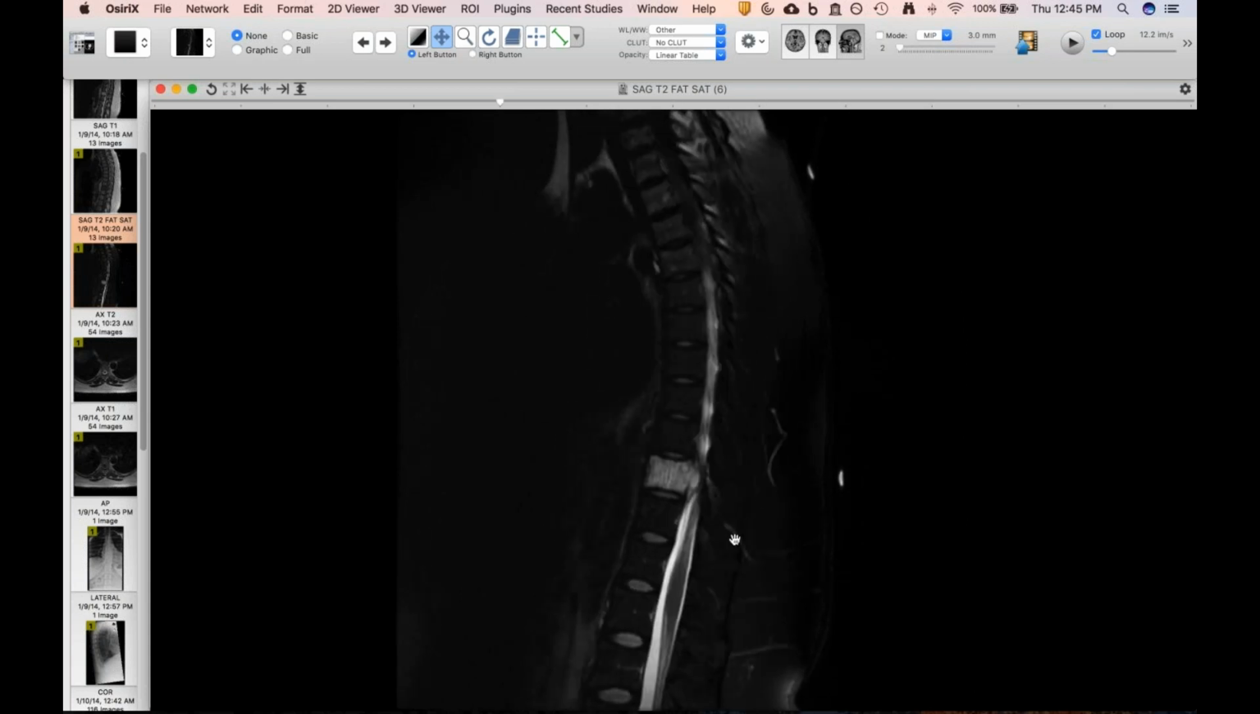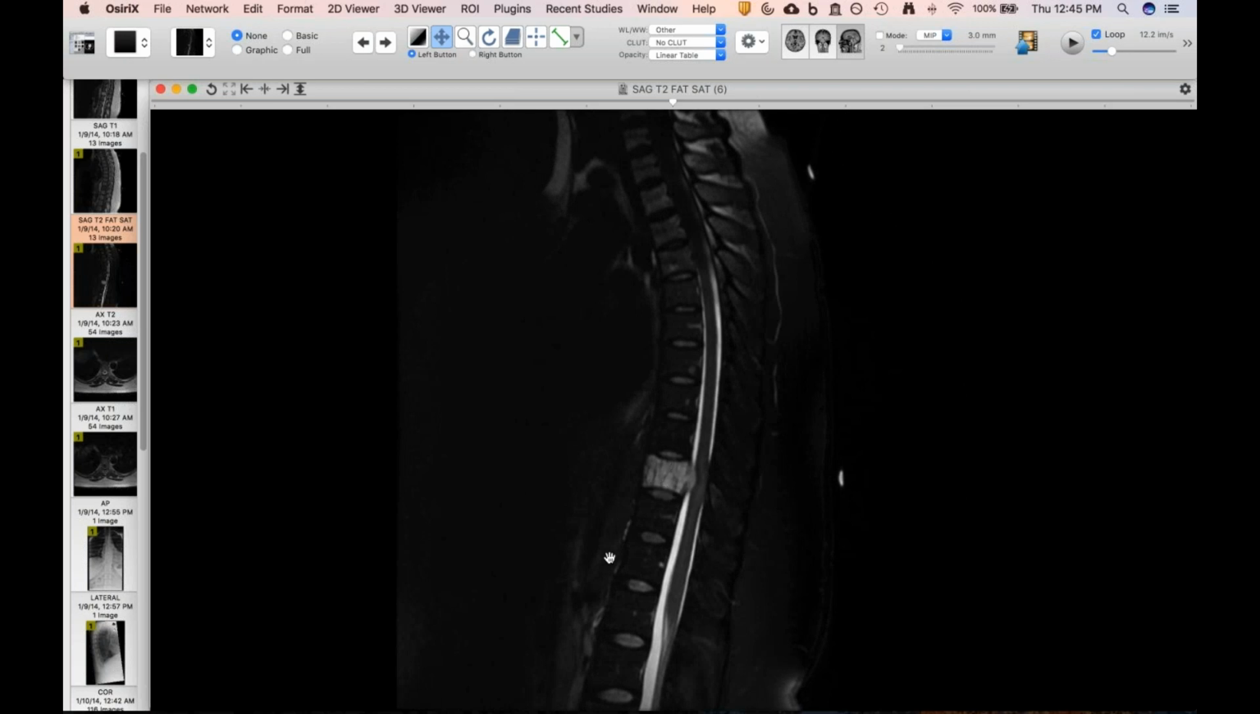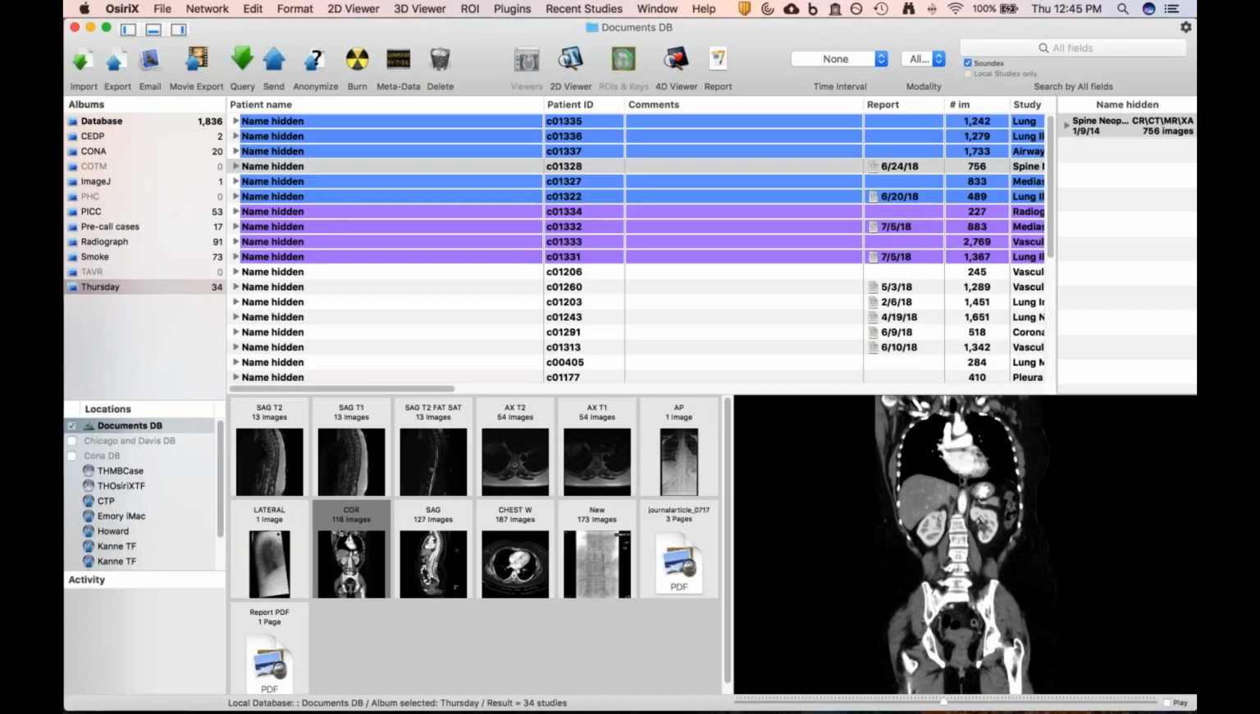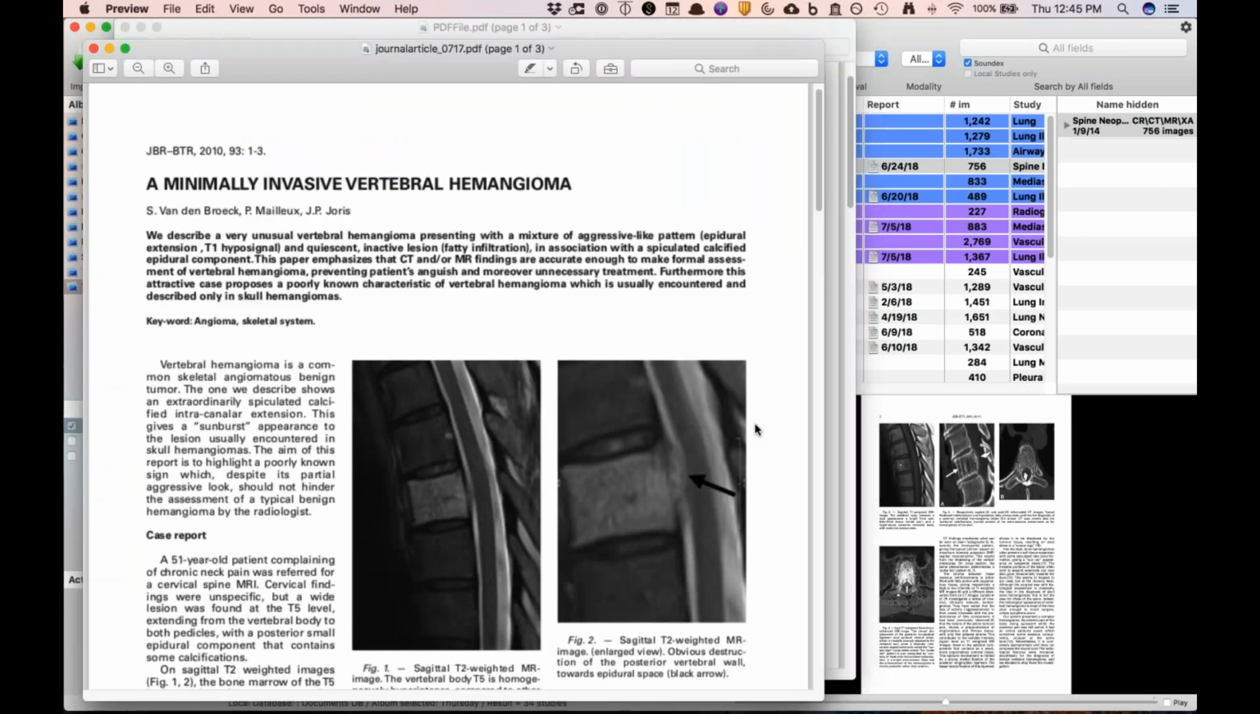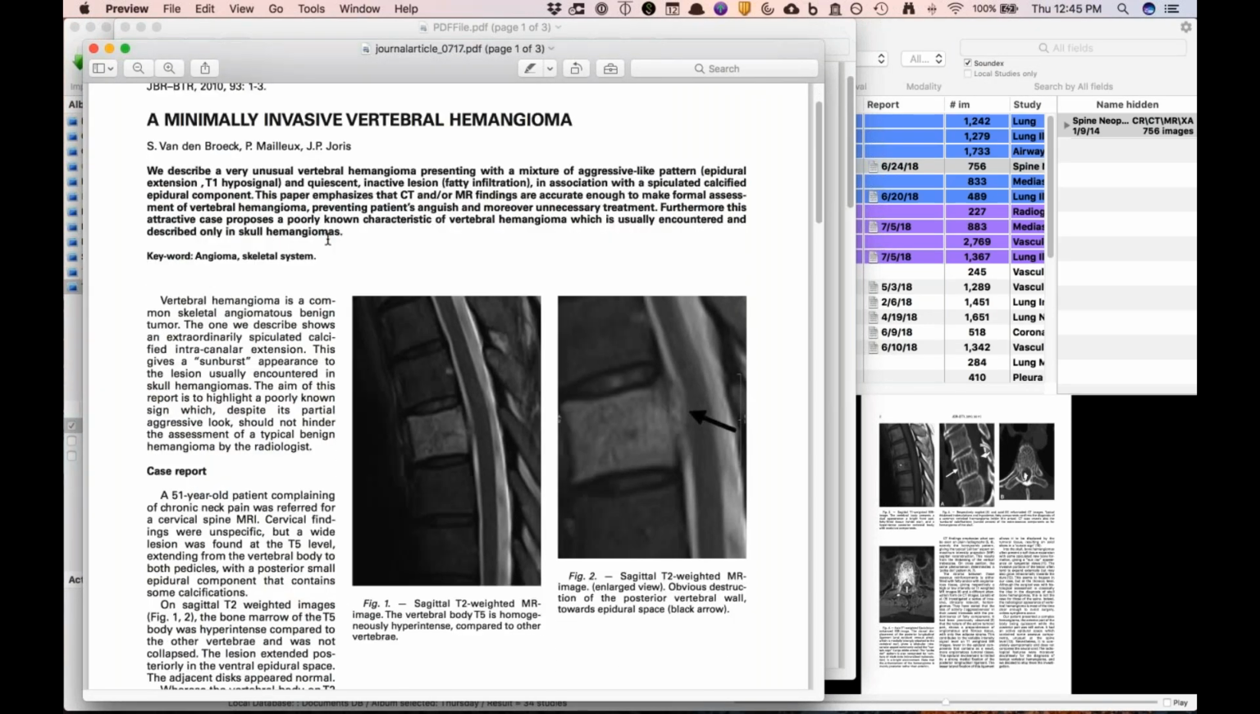So it's in the differential. When you see something hypervascular, especially if the patient doesn't have a history of cancer and it looks like it could be a hemangioma, it certainly can look and behave like a more malignant process. So invasive here is more just analogous to extravertebral protrusion, growth of the lesion. Yeah, right. So an aggressive-like pattern with epidural extension.